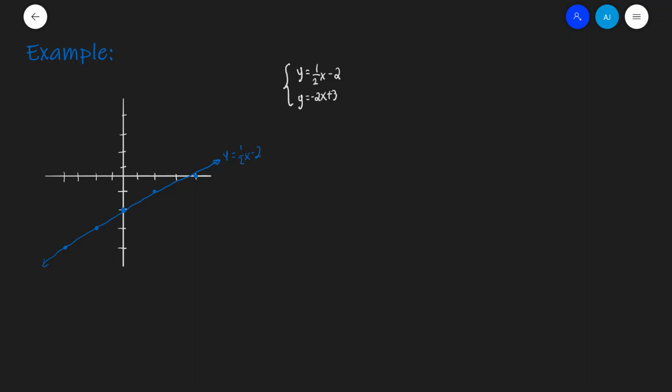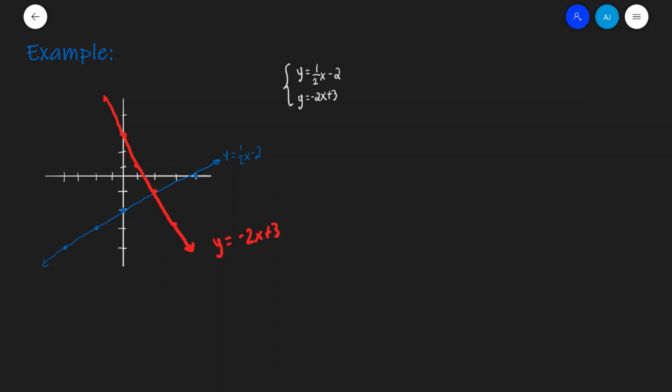Alright, so now that we have this, we can graph the second equation. We would start at 3, and it would be down 2, right 1, down 2, right 1, down 2, right 1. And this is y equals negative 2x plus 3.